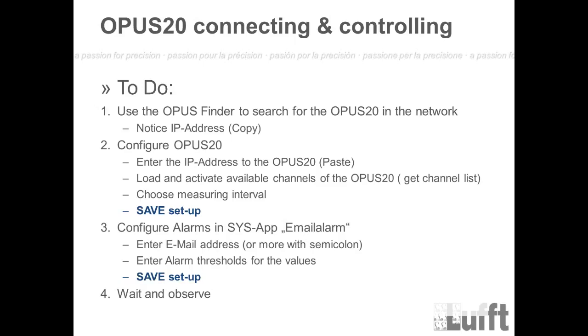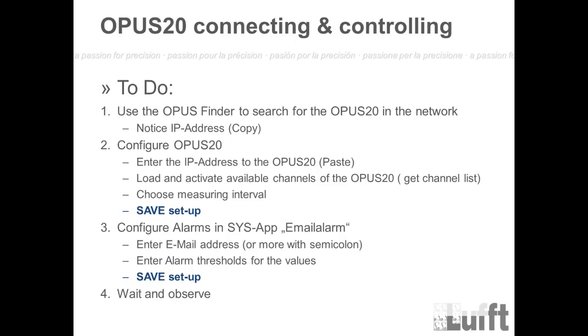So now, like you have done the configuration of the measuring interval, you will always get actual data using the app here. And you will see them also in the table. I will show you that. Then, if you want, you can of course also configure the alarms with the sysapp email alarm. Therefore, you need to enter an email address in the app, or more if you use the semicolon here. That's also possible. And you have to enter the alarm thresholds for the values, and again you have to save this setup. And after that, you can wait and observe what happens in the device.